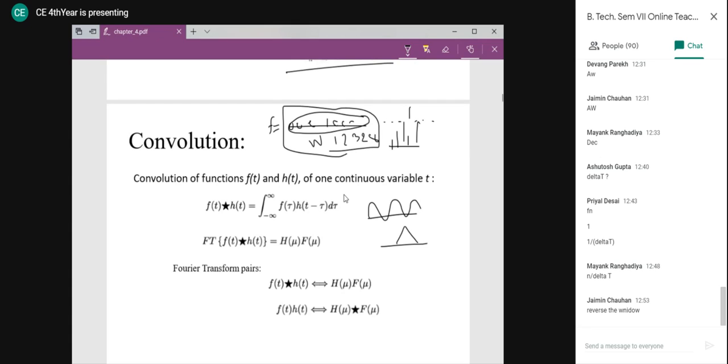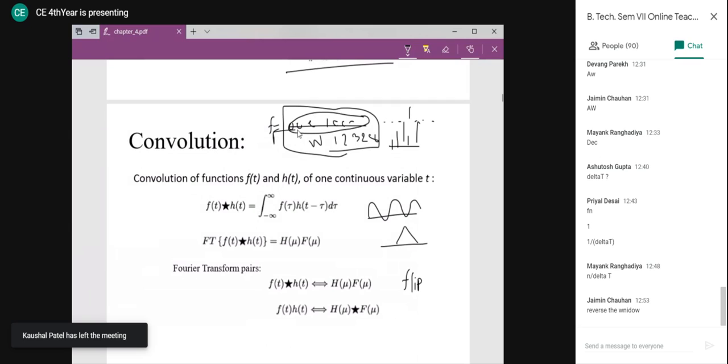Reverse the window, or I should say flip the window. That is true, Jamie. So first of all, I should flip. The first operation that I must have is flipping. So I was flipping it. Then what was my next step? What was I doing after flipping? I flipped this. Then what did I do with the flipped version?